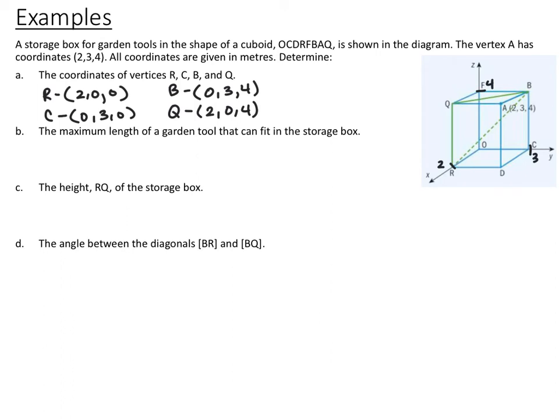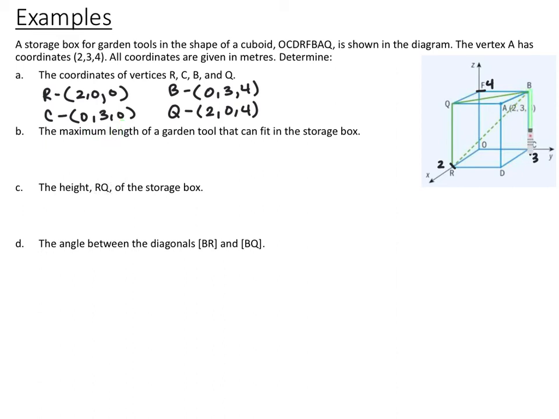So if you use this vertex A here, it's 2, 3, 4. That means that the furthest out you come in the x direction would be 2, the furthest you come out in the y direction would be 3, and the furthest you come out in the z direction would be 4. So then if I look at this vertex R here, it's sitting on the positive x-axis, so that means it hasn't gone in the y direction at all, and it hasn't gone in the z direction at all, so it's just going to be 2, 0, 0. C is going to be the same thing, but it's sitting on the y-axis, so it hasn't gone in the x direction at all, so 0. It's gone 3 in the y direction and none in the z direction, so 0, 3, 0.